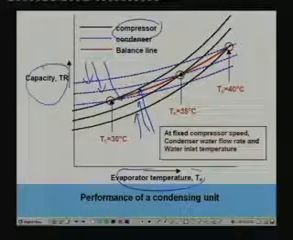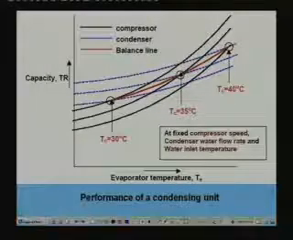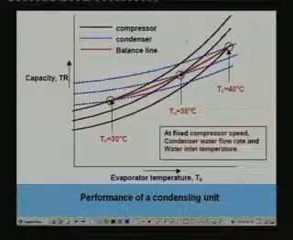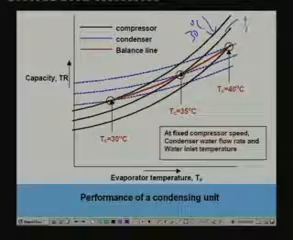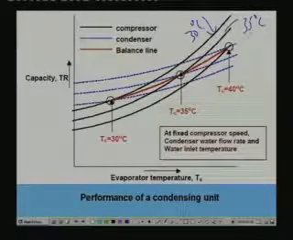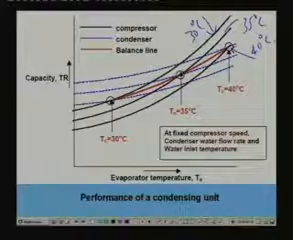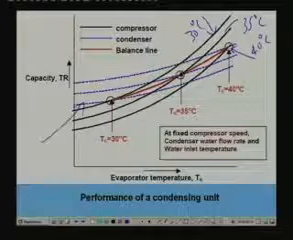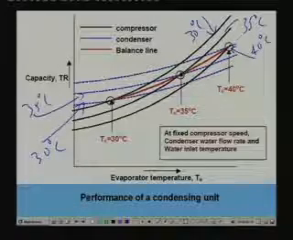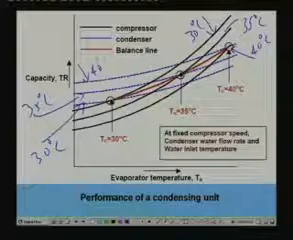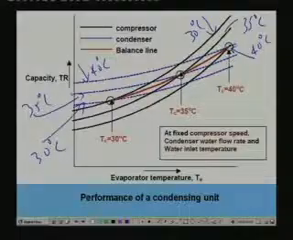And how do you find the balance point? We find the balance point from the points of intersection. If you remember, for the compressor this is 30 degree centigrade, this is 35 degree centigrade, this is 40 degree centigrade. This is just an example, it can be any temperature. And for the condenser this is 30, this is 35 and this is 40 degree centigrade. Remember that here we are keeping the flow rate and cooling water inlet temperature constant.